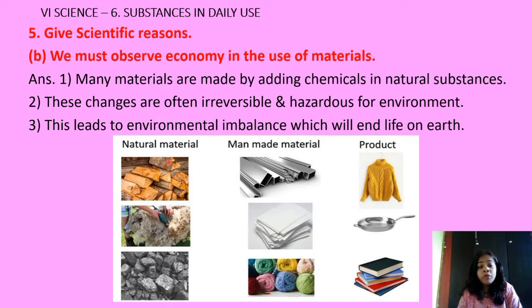So children, when we are converting these natural substances by adding chemicals, definitely they become dangerous for the nature, for the environment. And these changes are irreversible and they damage the environment. Hazardous means they damage the environment. So because of this, there will be environmental imbalance. And when there is environmental imbalance, life on earth is going to slowly end.